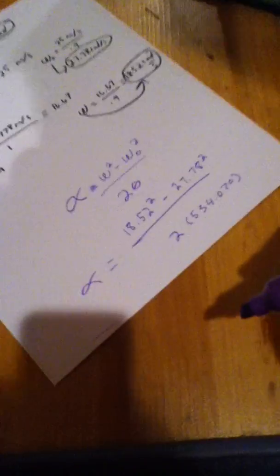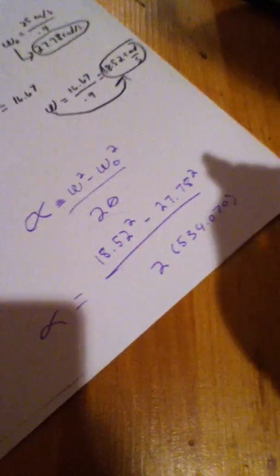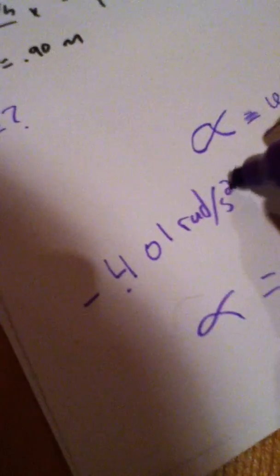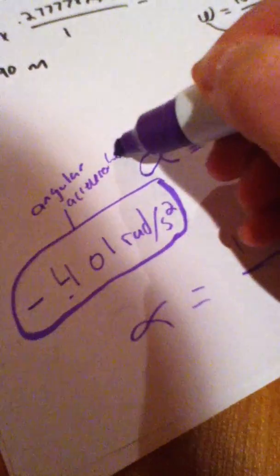And you do that, you put that in your calculator, and it comes out to be negative 0.401 radians per second squared. So that's your answer to question A, and that is your angular acceleration. That's your answer to question A.